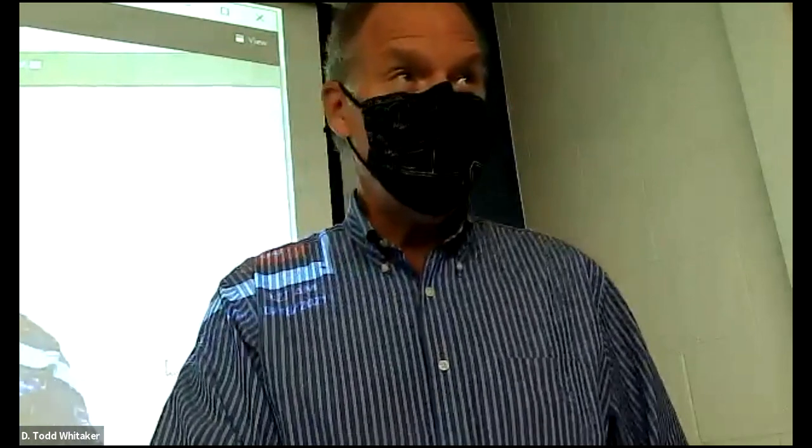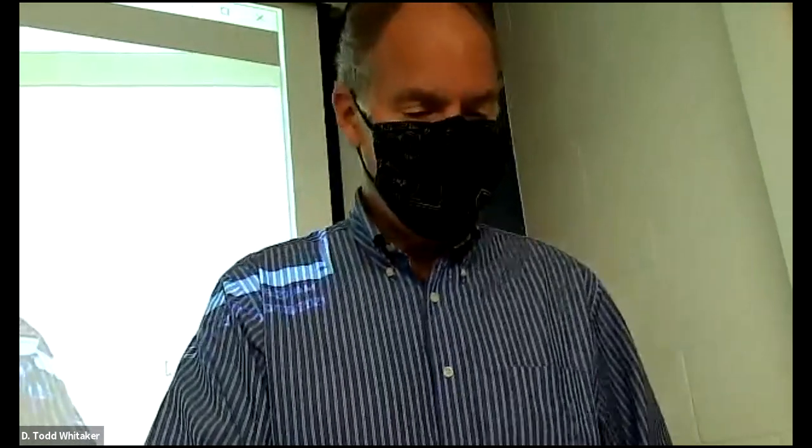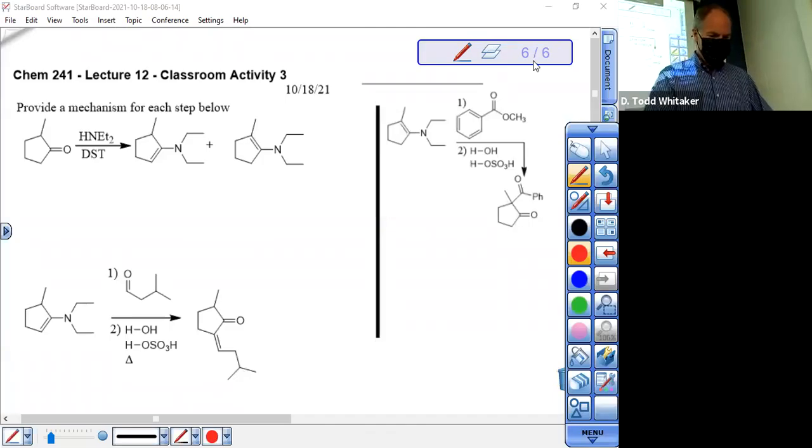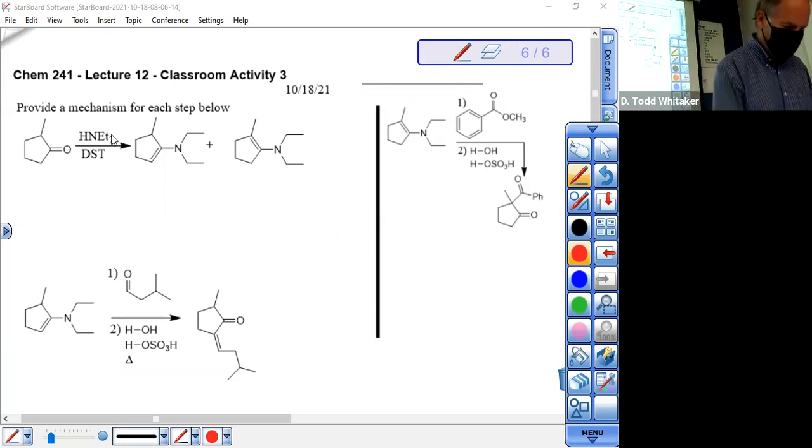All right, ladies and gentlemen, we're going to start with enamine review and then see how it ties in with the enolate chapter. Because enamines behave like enolates. And we're going to share. And move this guy out of the way. And here's a secondary amine. Secondary amines react with aldehydes or ketones.